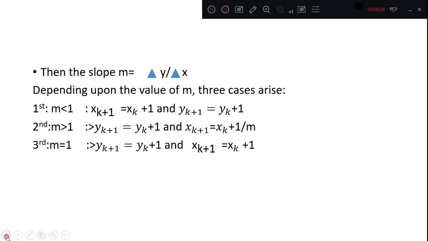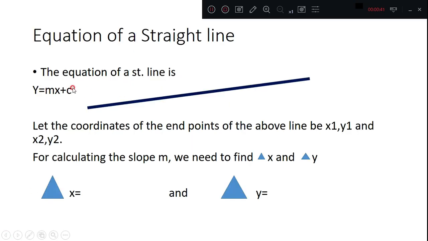Now, since we know the equation of the straight line is y equal to mx plus c, where x represents the value of x and y represents the value of y or the equation of a line, m represents the slope and c represents the y-intercept. In common language we say that c is a constant defining how long our line is going to be.